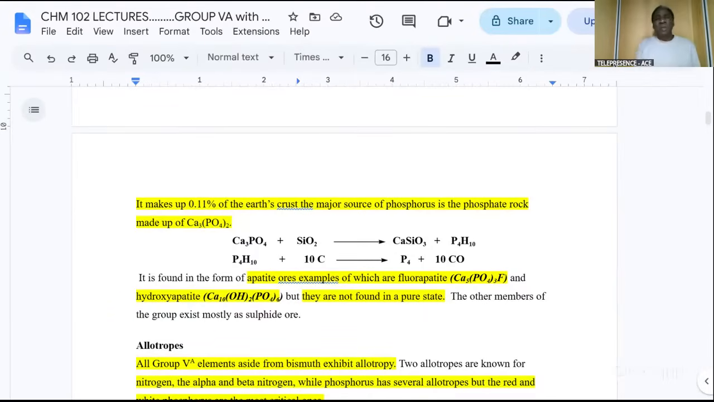Phosphorus is also very, very important because it is a major component of our insecticide. A lot of us wouldn't be alive today if not for the effect of the organophosphate insecticide, which helps in protecting us and also trying to protect the plants by getting rid of the pests.